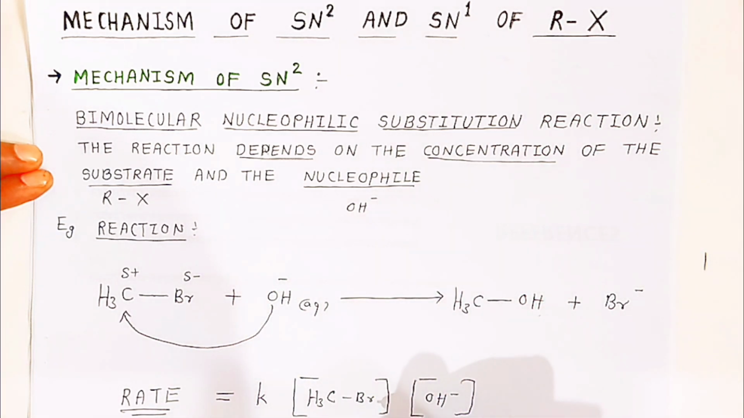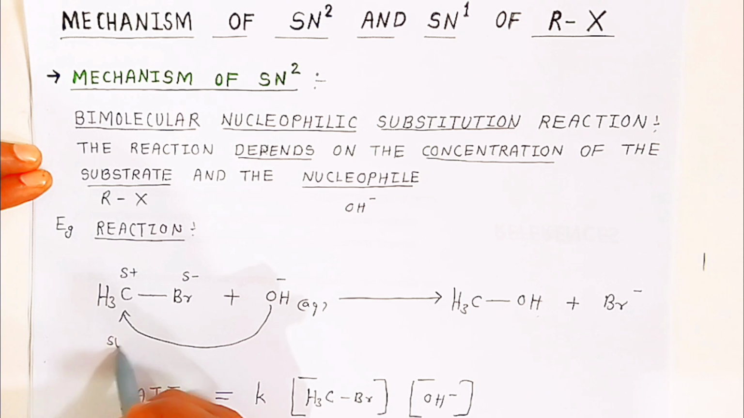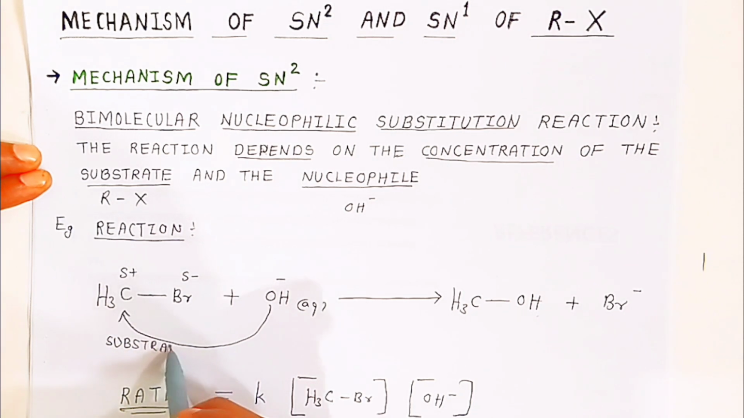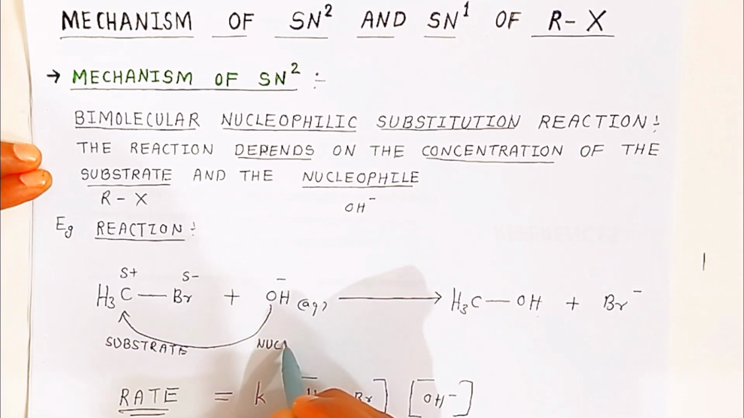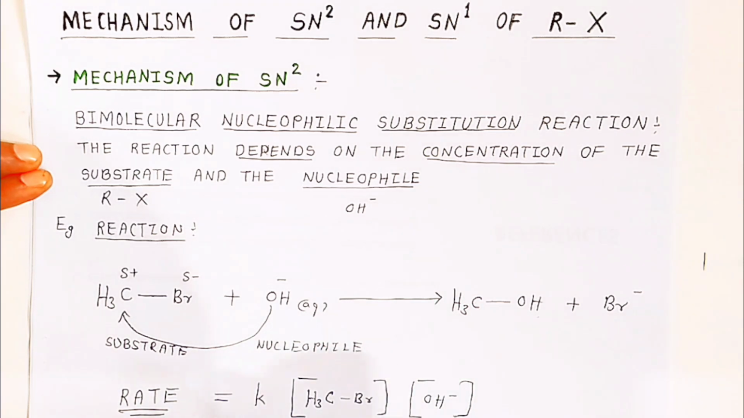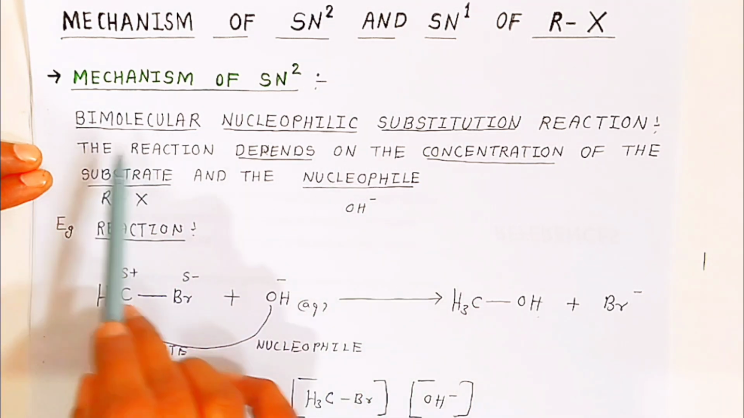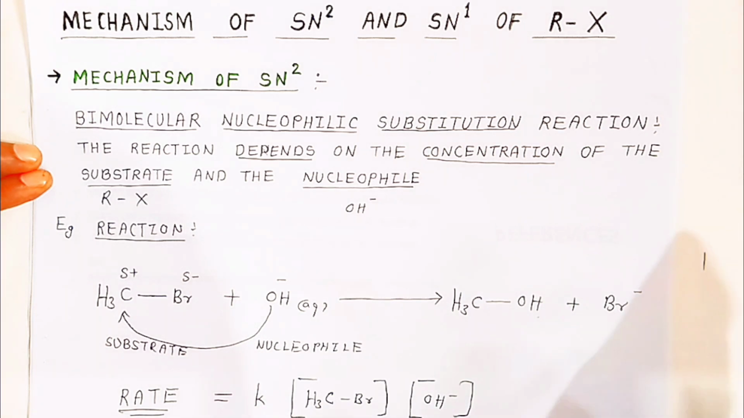Why is it bimolecular, students? Because the rate depends upon both the reactants, that is the substrate and the nucleophile. So the rate depends on the concentration of both substrate as well as nucleophile. That is why it is a second order, or you can say bimolecular, nucleophilic substitution reaction. Understanding, students? We can also say second order nucleophilic substitution reaction.